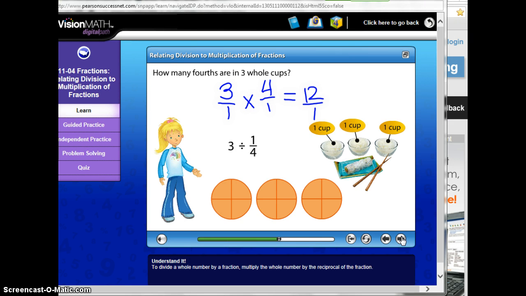12 cups. That's it. The only number you switch, or flip, excuse me, is the second one, the divisor. That's the only one we flip. We don't ever flip the first one. Are you with me? Now, sometimes that first number isn't going to be a whole number. Maybe it'll be a fraction today. But whatever the first number is, we leave it alone. We only flip the second.